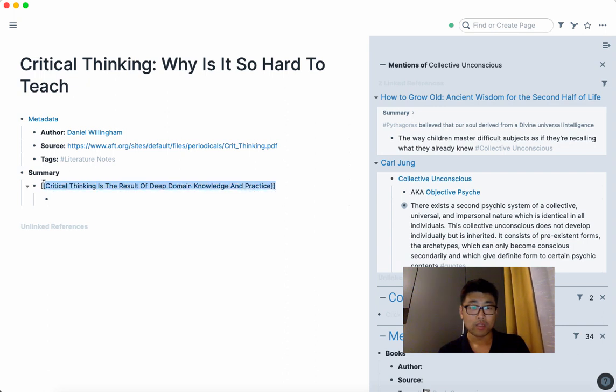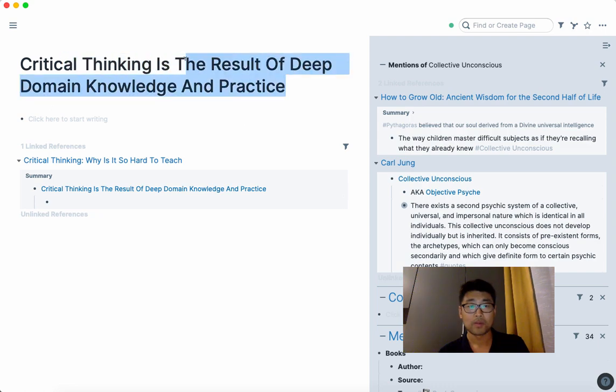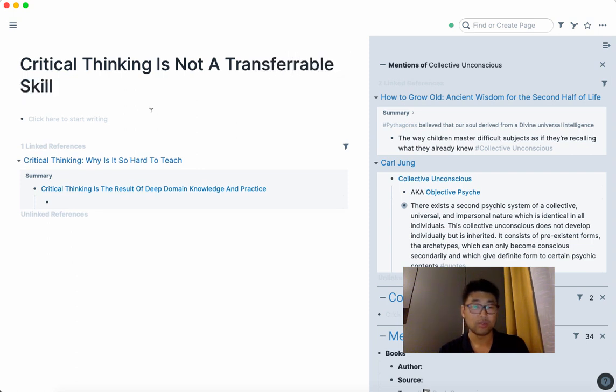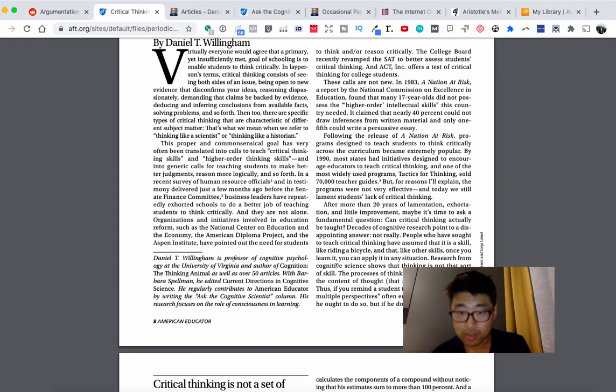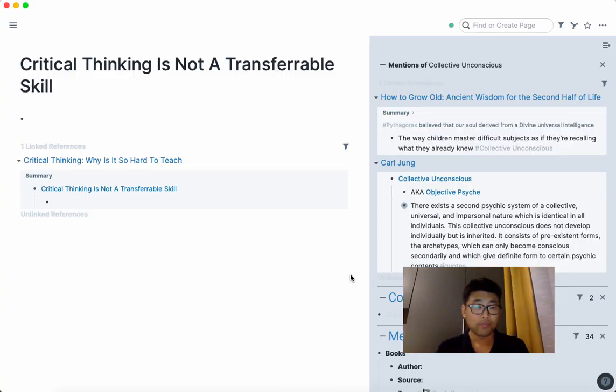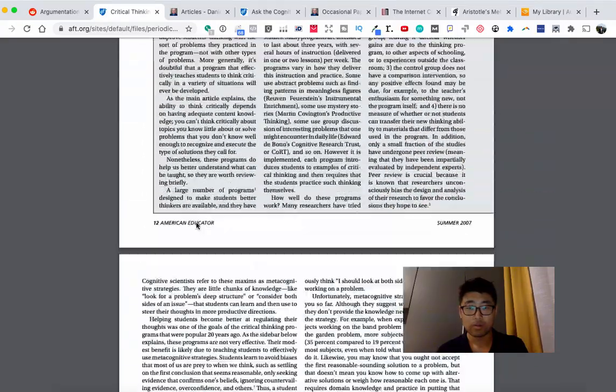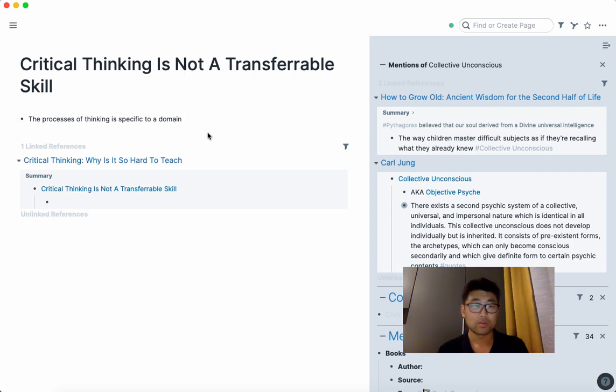So I think what I would do is rephrase this to: critical thinking is not a transferable skill, and the processes of thinking are specific to a domain. Let's see if there is another section that I remember glancing over. Okay, so the process of thinking is specific to a domain and domain practice.